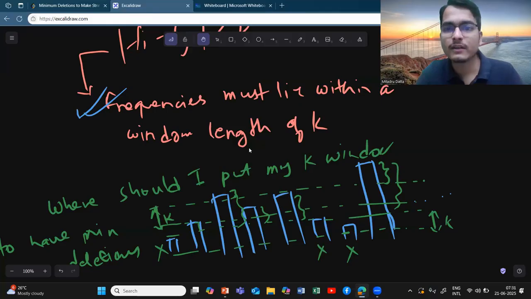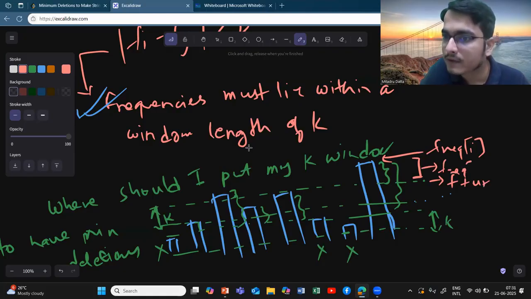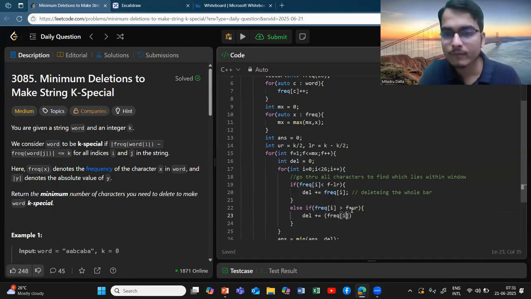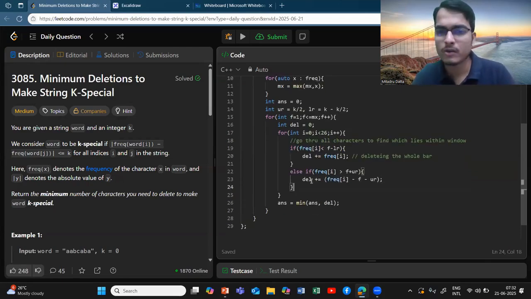Let's calculate. So let's say this is nothing but frequency of I. So this is now frequency of I, and I need to calculate this length. Okay, this is nothing but f plus upper limit. So this is nothing but frequency of I minus f plus upper limit. You just subtract those. So deletions will be plus equals to frequency of I minus f minus upper limit. So you got it. That's how you calculate all the deletions.